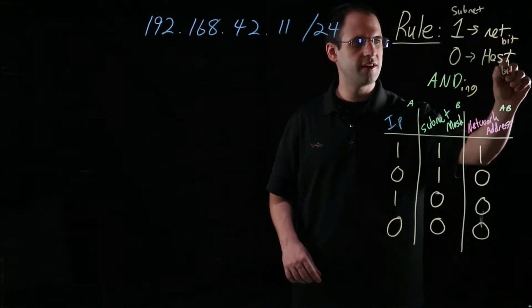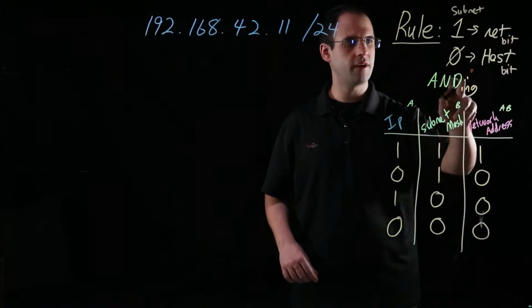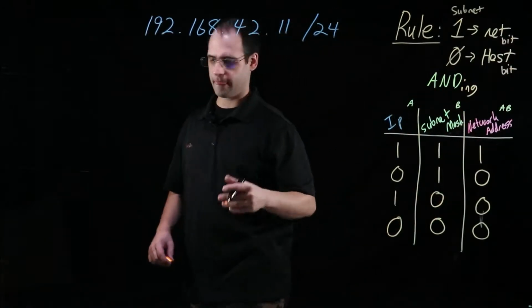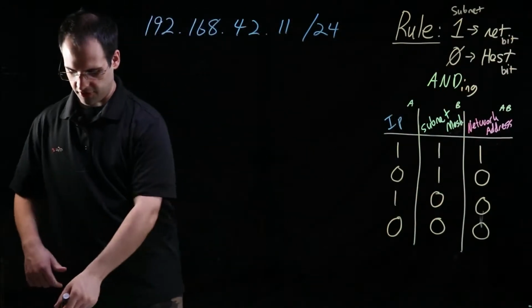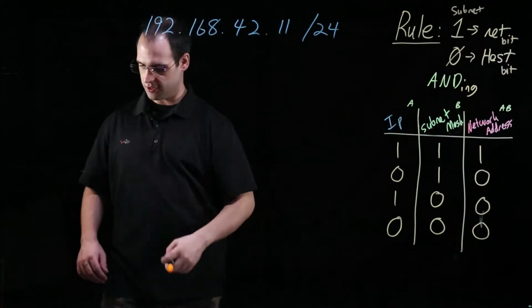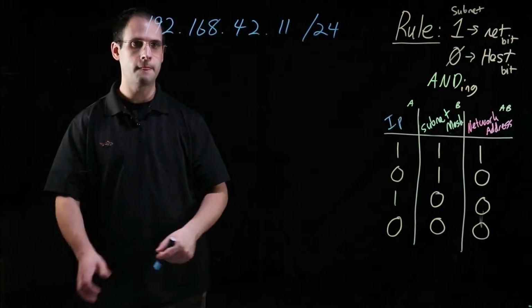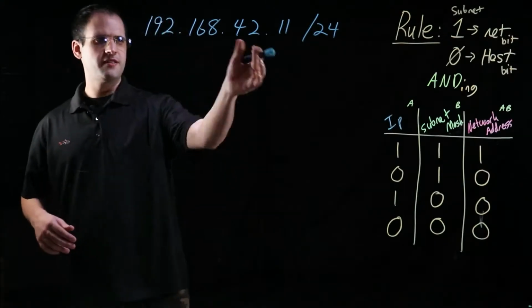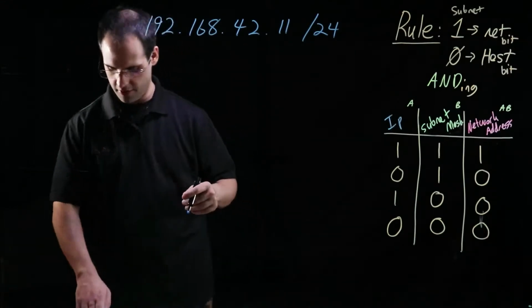And anytime we have a 0, it's going to represent a host bit. So let's take this number here, this 192, and break it down into binary. I've already got this written out here.